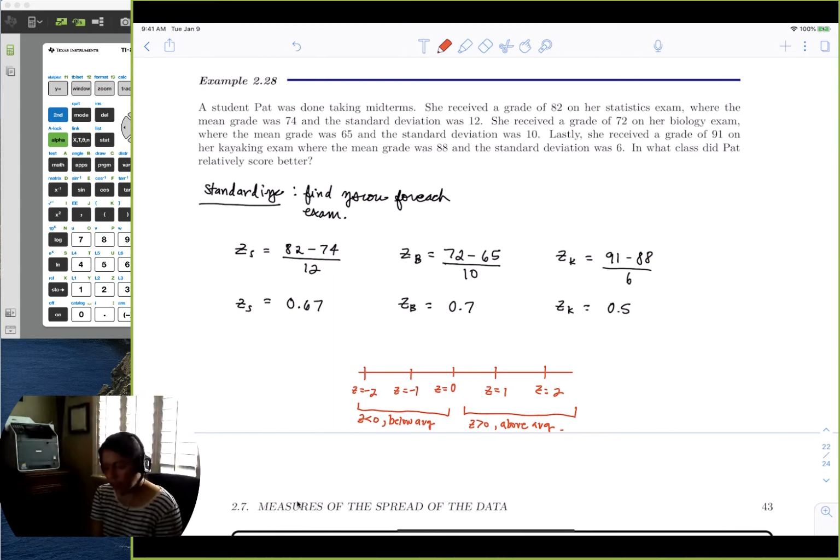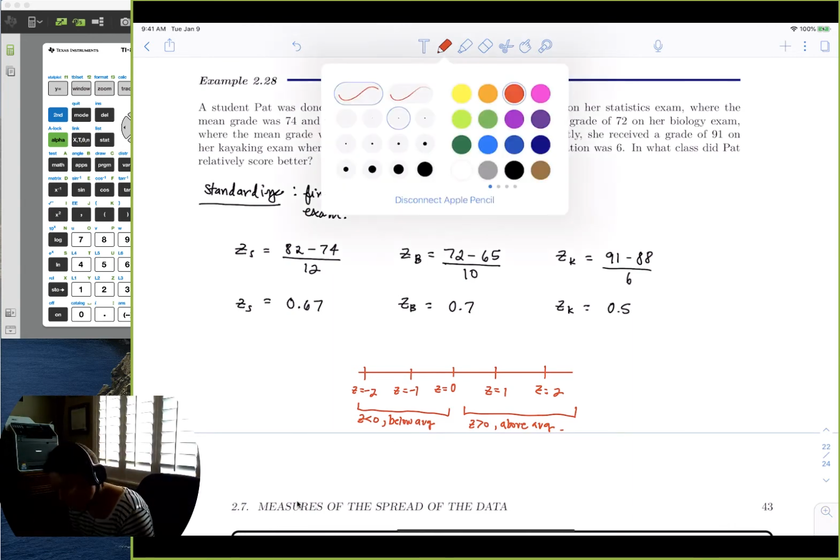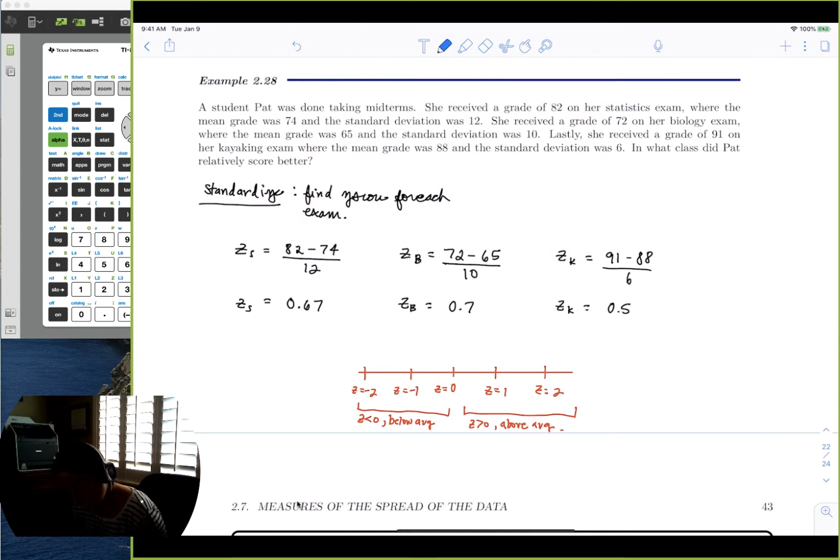So where did Pat score? Let me just mark them with like an X. So with their letter, right? So 0.67 would be here. 0.7 would be here. S, B, and then 0.5 would be here, K. So which one was the farthest to the right? Which one had the farthest distance from 0? The bio exam.